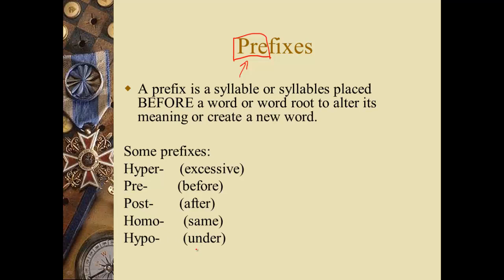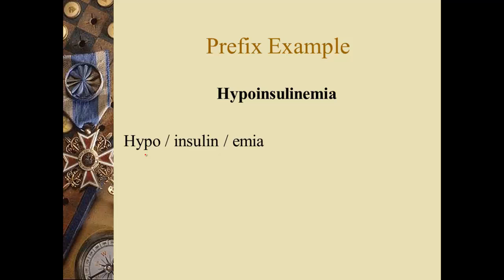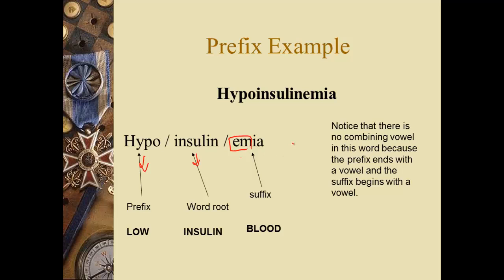Hypo means under. And here's an example. Hypoinsulinemia. So remember, hypo is low. Insulin, that happens to be something that your pancreas makes that drops your blood sugar. Em is the blood, or in the blood. Here's your prefix. There's your word root. And this is a suffix. Hypo again means low. Insulin is insulin. And emia is the blood.